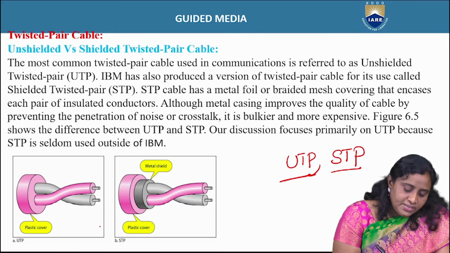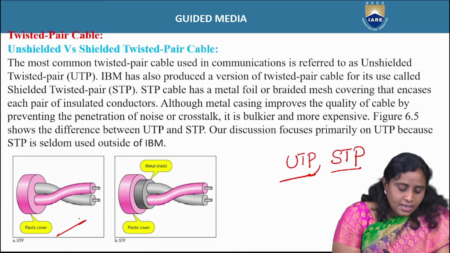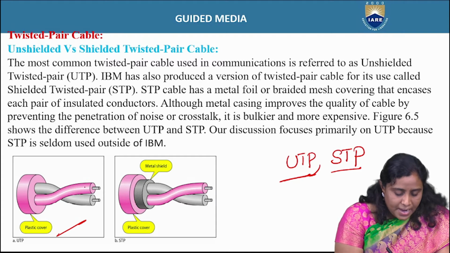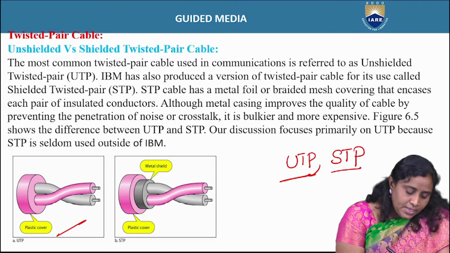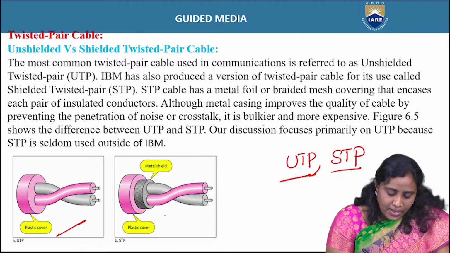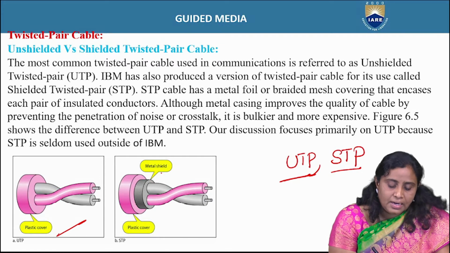If you have identified the diagram of these two sections, in the UTP the twisted pairs are attached together, and the two types of pairs are located under a plastic cover. Here you can identify that the plastic cover is there for the two twisted pairs of cables, and in the STP it is again shielded by means of a metal shield.